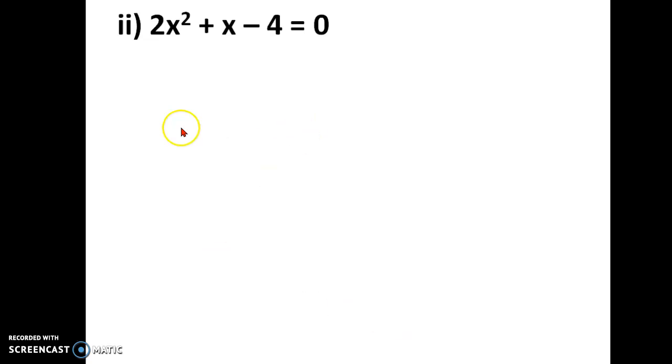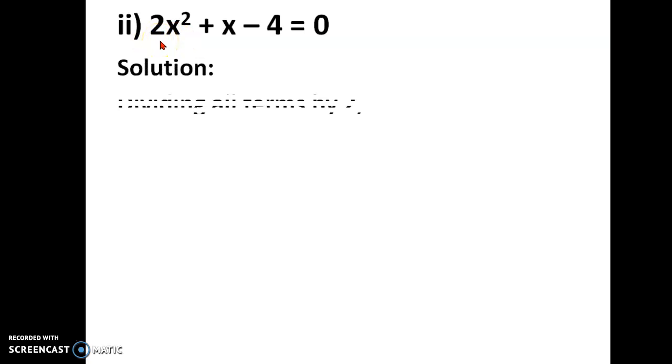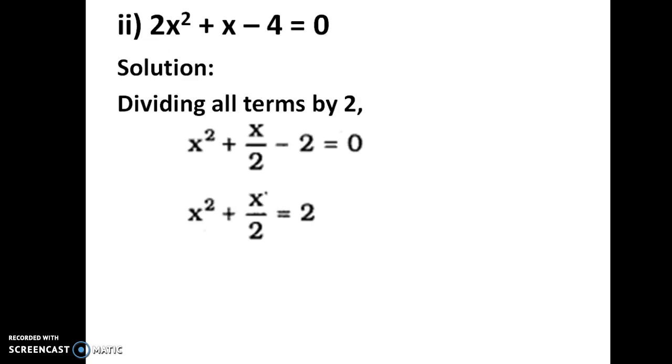We have to remove the coefficient of x square. Here 2 is there, so divide the whole equation by 2. After dividing, I am getting x square plus x by 2 minus 2, because minus 4 by 2 is minus 2. Then bring this 2 to the other side of equal to. Here it is in minus, so when it comes to the RHS, it will come in plus.